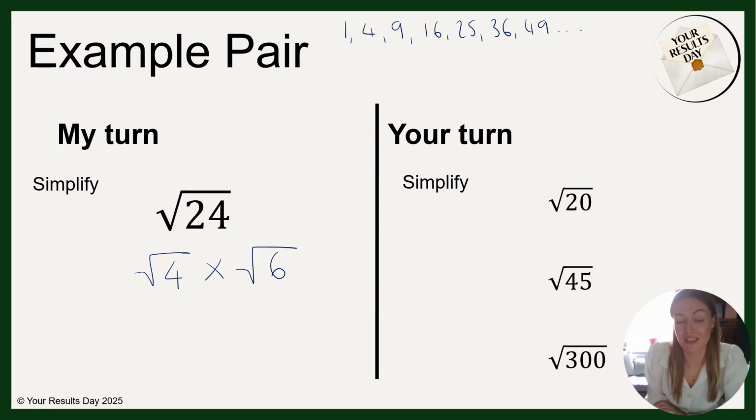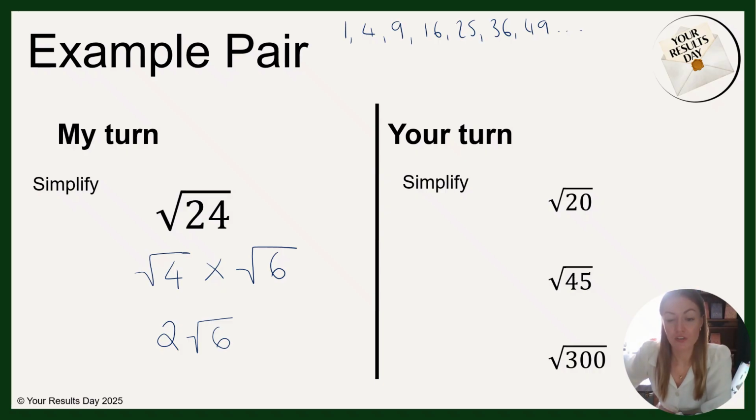Root 4 times root 6 is root 24, that's the same thing. But what we know is we can simplify a square root of a square number. The square root of 4 is just 2, but we cannot simplify root 6. That's another example of an irrational number. We can't do anything with it, and so we're going to keep it the same. And much like with algebra, we can just write these side by side. We don't have to put the multiplication symbol in between. So when we tidy all this up, the simplified form is 2 root 6. There are 3 questions for you to have a go at.